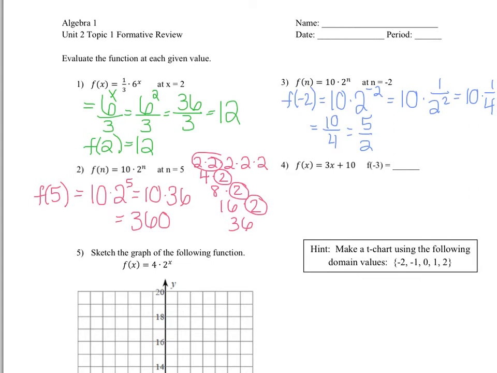Finally, for number 4, we have f of x equals 3x plus 10. So now they're writing it in function notation, and they're not telling you what x is. But they really do, because what's inside the parentheses represents x. So f of negative 3 is going to be 3 times negative 3 plus 10. 3 times negative 3 is negative 9, and negative 9 plus 10 is 1. So f of negative 3 equals 1.